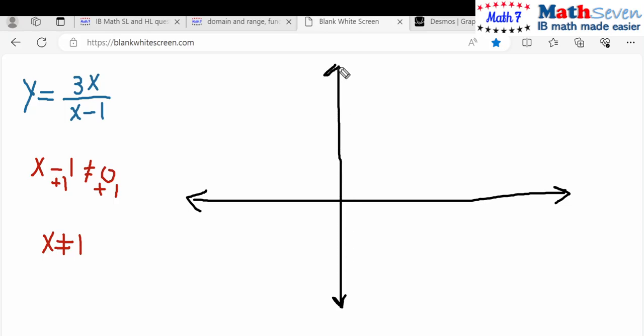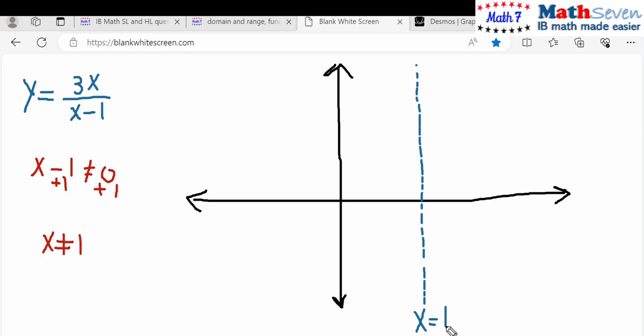Now I'm going to draw the asymptote. I'm going to use a blue. So this is the vertical asymptote here. This value is at x equals 1. So in other words, use anything but never 1. The graph cannot take the value of 1.